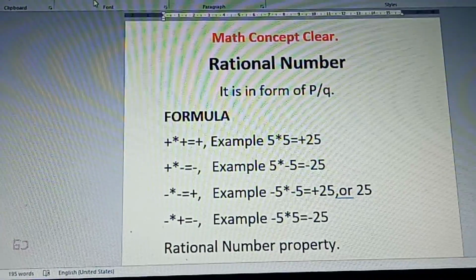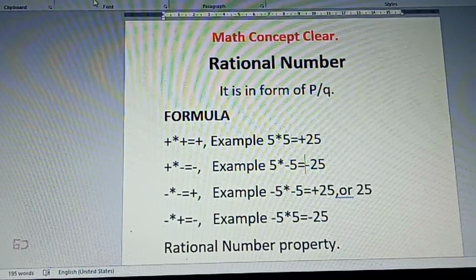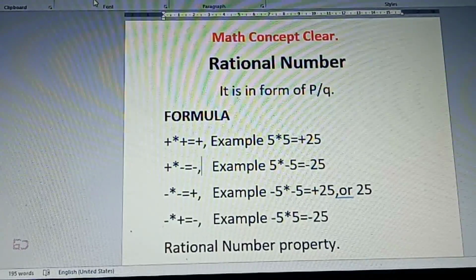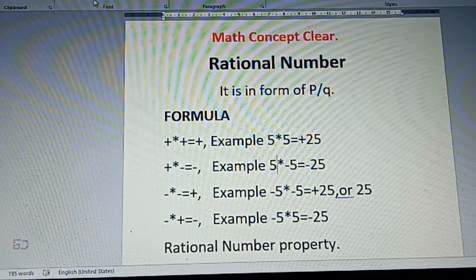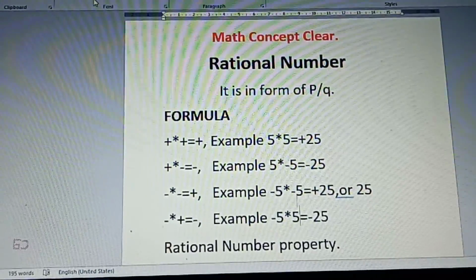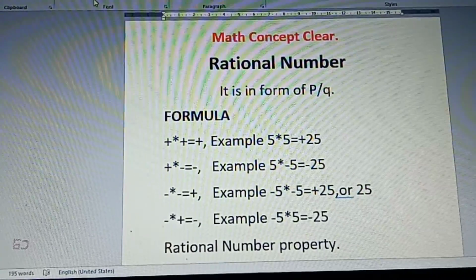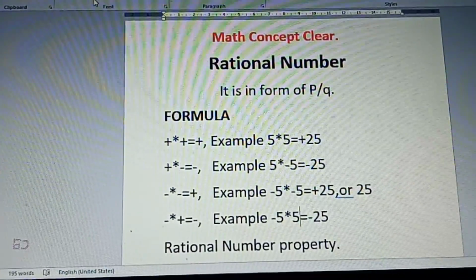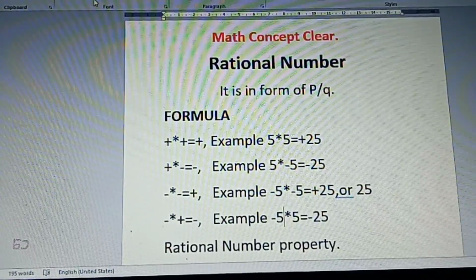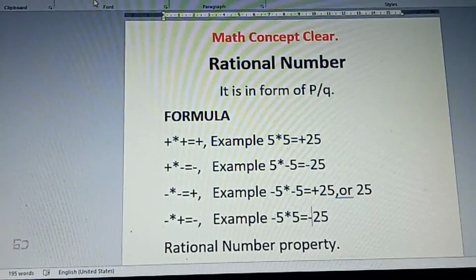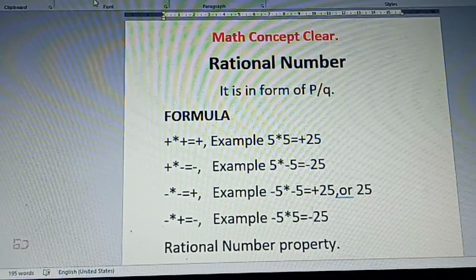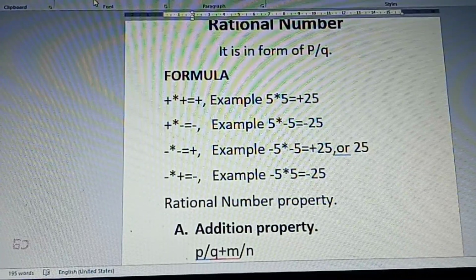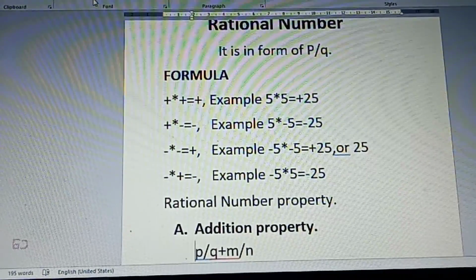5 into minus 5 equals minus 25, because plus into minus equals minus, so the result comes out in terms of minus. Same as minus 5 into minus 5 equals plus 25. Same example, minus 5 into plus 5 equals minus 25, so the result comes out as per the standard formula. Then yesterday we also discussed the rational number properties.